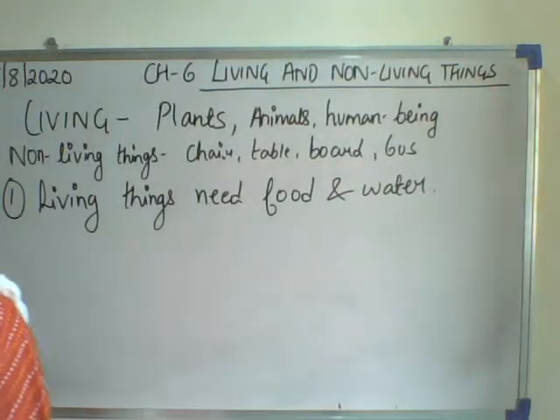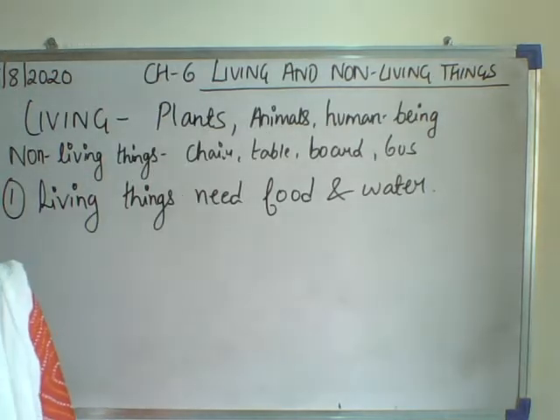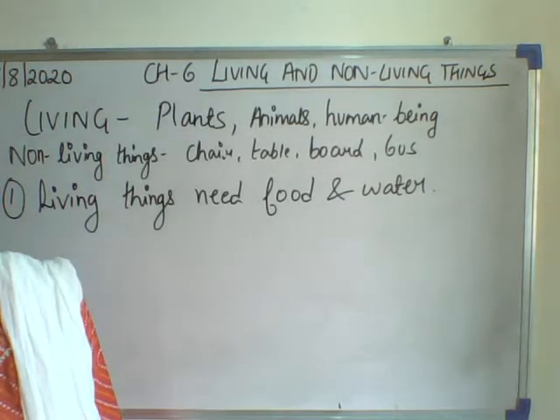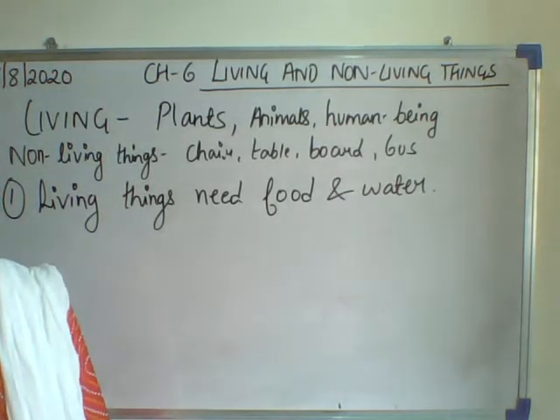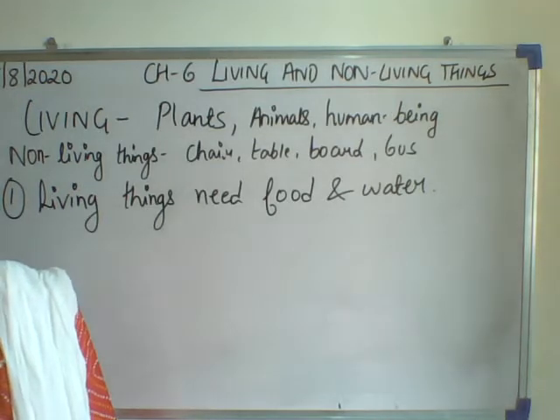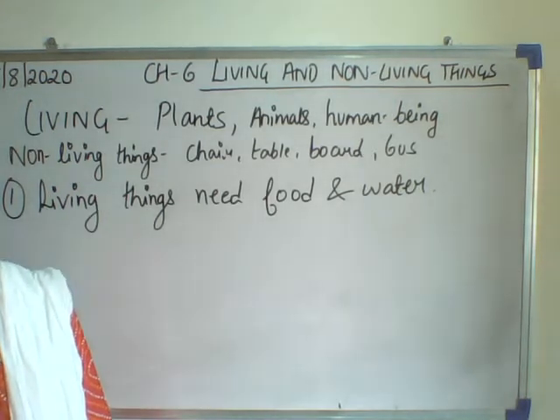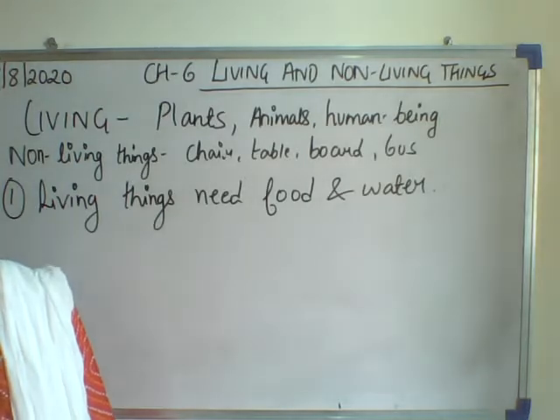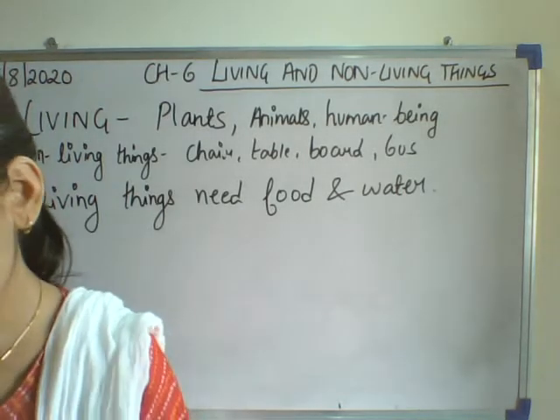Living things need food and water to live and grow. Animals eat plants or flesh of other animals as food. Plants make their own food in presence of sunlight, air and water.